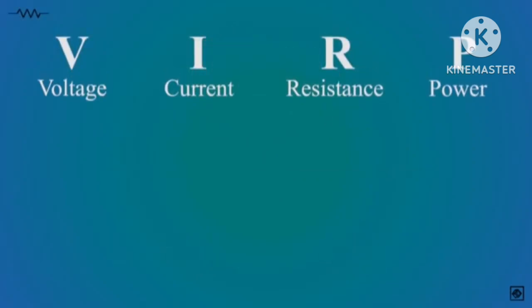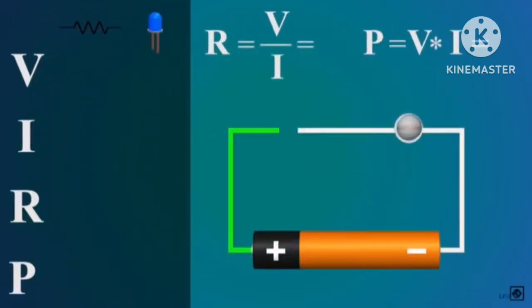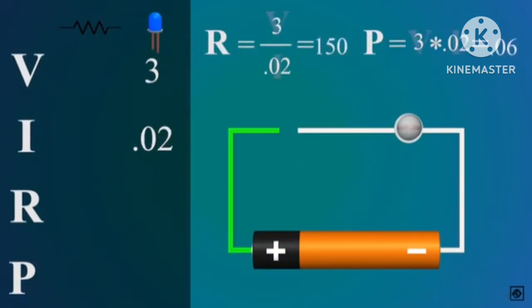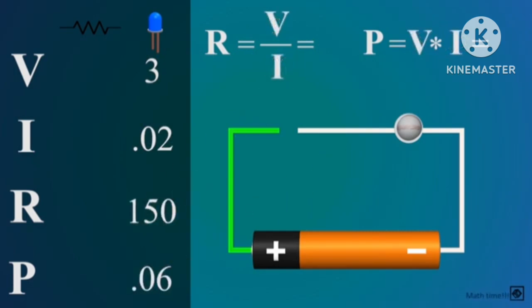Now, to select a resistor you need any two of these four quantities. Let's select a resistor for this LED with a voltage drop of 3 volts and a current draw of 20 milliamps connected to a 9 volts DC source. Thus the resistor would need to drop the remaining 6 volts at 20 milliamps. And the value turns out to be 300 ohms.